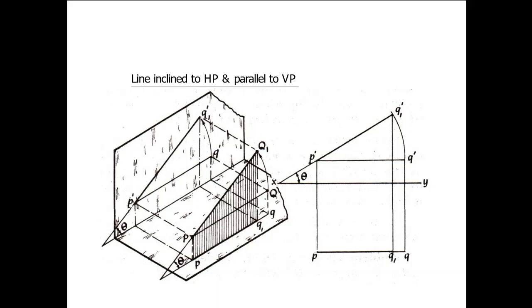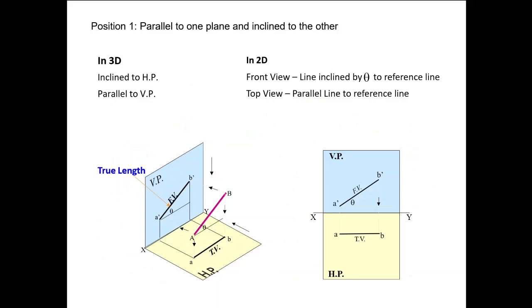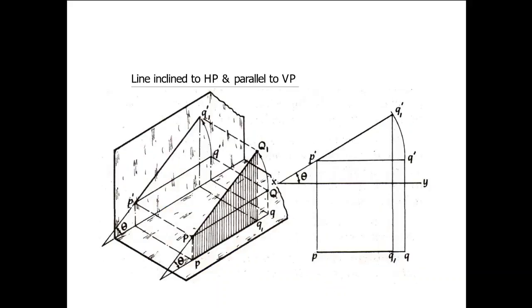See, the line inclined to HP and parallel to VP. It is a similar condition, but for your understanding, we have taken one more example. So see, there are two lines, PQ dash. This PQ dash is inclined at an angle theta with the horizontal. So it makes the angle theta with a reference line, and its inclination will be seen in the top view. Like P dash Q dash will be the top view, which is inclined at an angle theta with the reference line.